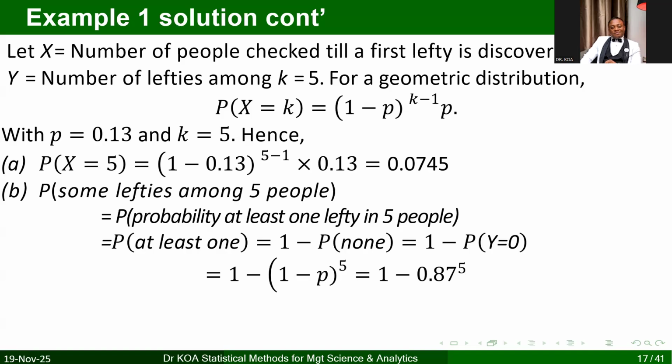Some lefties among the 5. I think we are equating the sum to at least 1 because we don't know the number. Which sum? Some lefties. At least one lefty in the people. That's what we are calling at least 1. So it could be 1 or more. Yeah, I know it's going to be 1 or more.